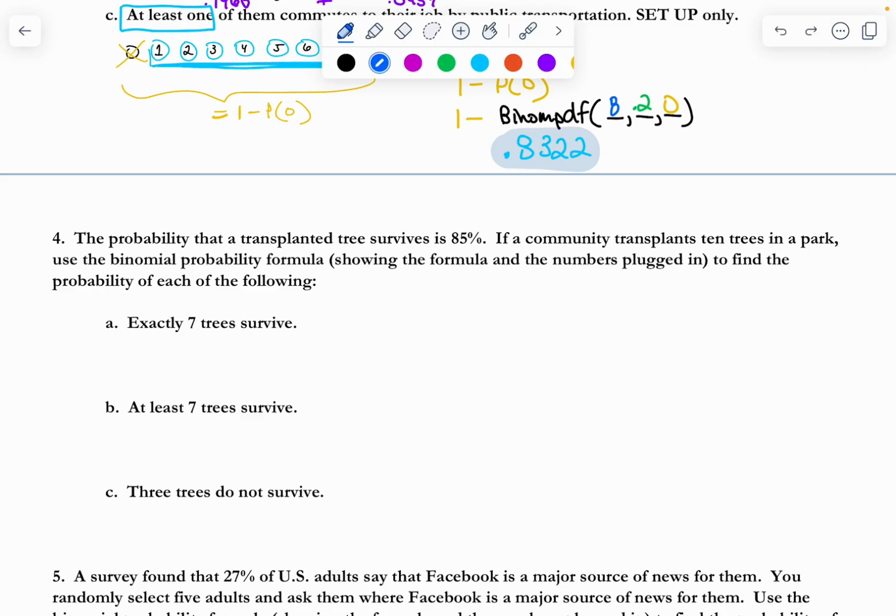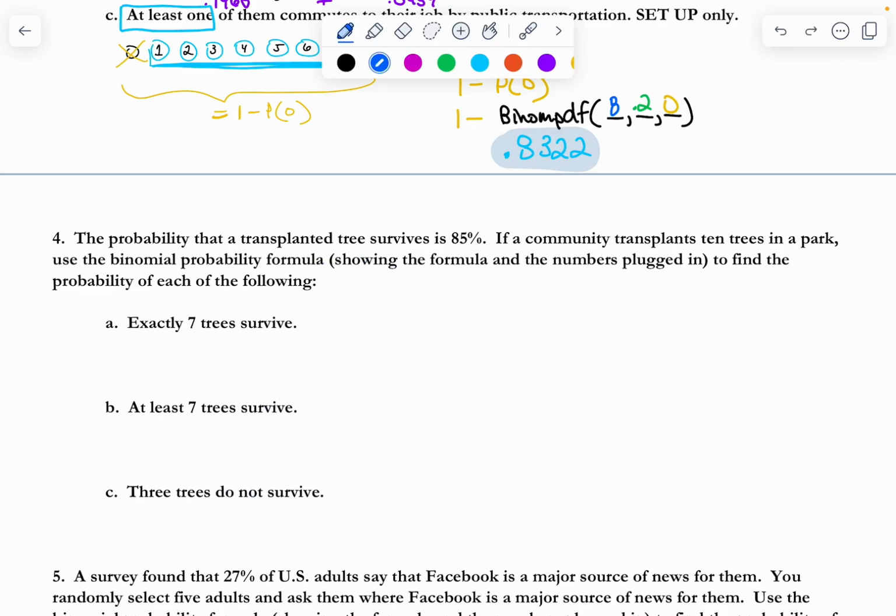So number 4 says the probability that a transplanted tree survives is 85%. I don't know if you guys have seen, sometimes in communities they plant all these trees in a certain area and then they transplant them into different parts of town for landscaping. And so it says that the probability that the tree survives being transplanted is 85%. If a community transplants 10 trees in a park, use the binomial probability to show these things.